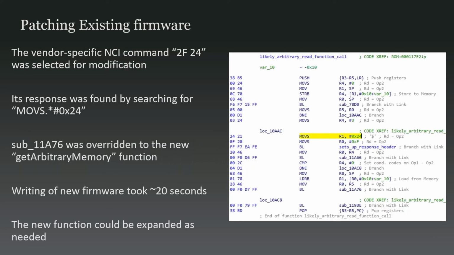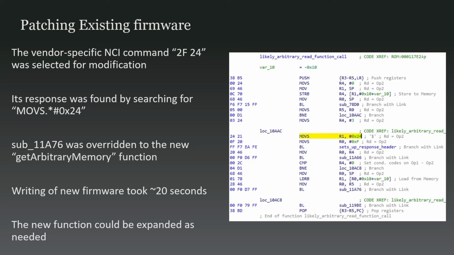First thing I wanted to do is make an I2C function which would allow me to read arbitrary memory. And what I did was select a specific vendor-specific command, this being 2F24 in the firmware, which was used by some unknown functionality of the device, but allowed arbitrary size of parameters and was allowed to be run continuously as needed. What I could do was modify this to do what I wanted to.